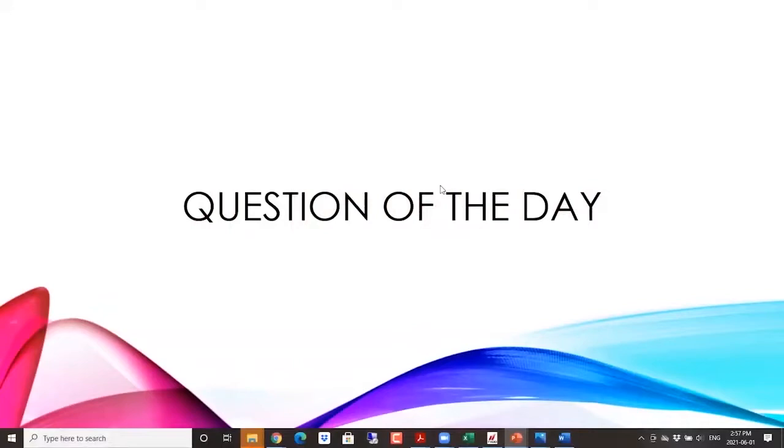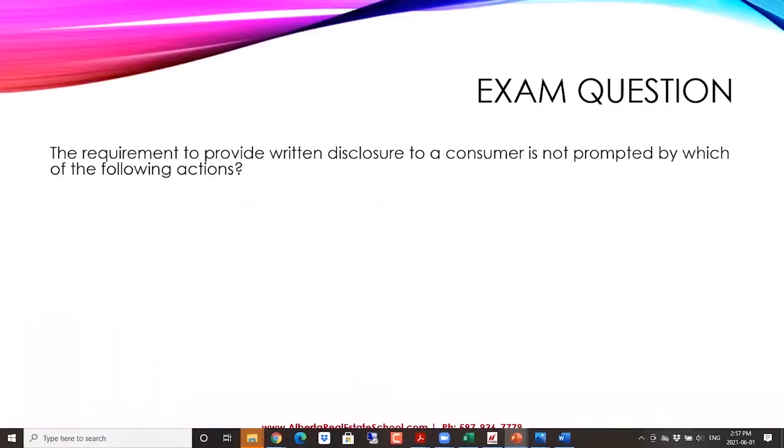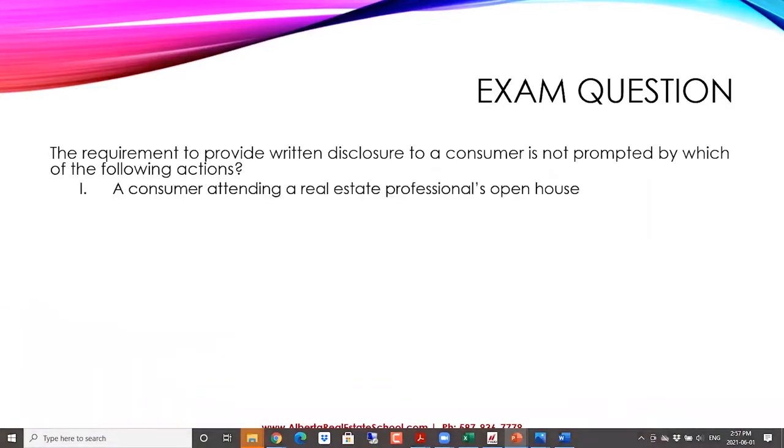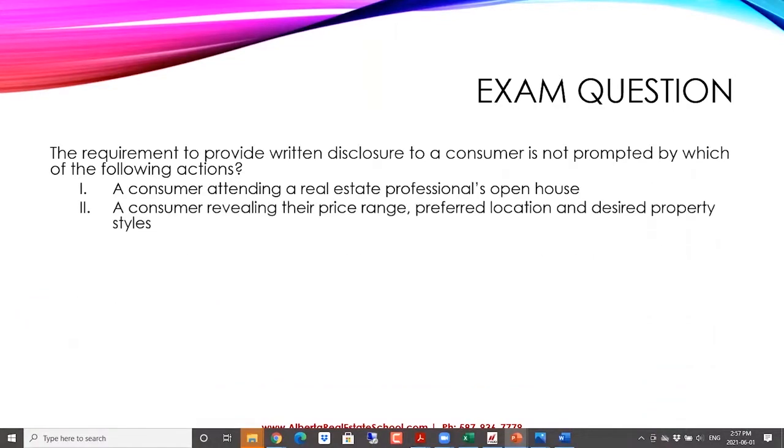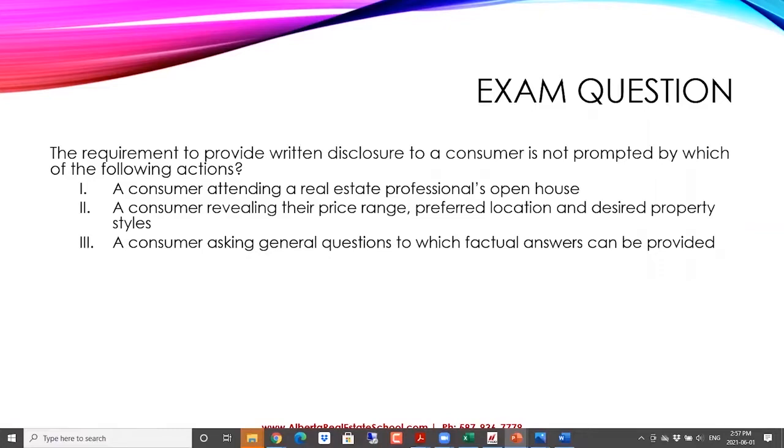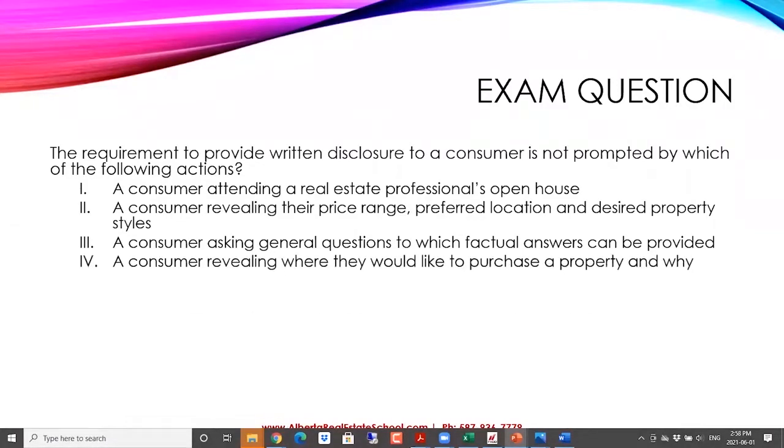Today's practice exam question is, the requirement to provide written disclosure to a consumer is not prompted by which of the following actions? Option 1, the consumer attending a real estate professional's open house. 2, a consumer revealing their price range, preferred location, and desired property styles. 3, a consumer asking general questions to which factual answers can be provided. 4, a consumer revealing where they would like to purchase a property and why.